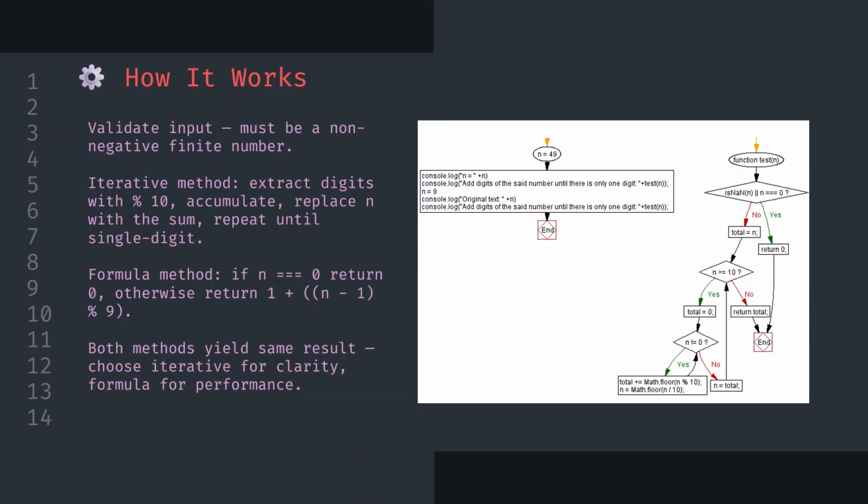Validation stops nonsense early. The iterative root simulates what you need to do by hand. The formula leverages number theory, where repeated digit sums cycle every 9, which is mod 9, giving the compact expression. For example, 39: 3 plus 9 is equal to 12, and 1 plus 2 is equal to 3. The formula 1 plus (39 minus 1) modulo 9 is 1 plus 38 modulo 9, which is equal to 1 plus 2, which is equal to 3.